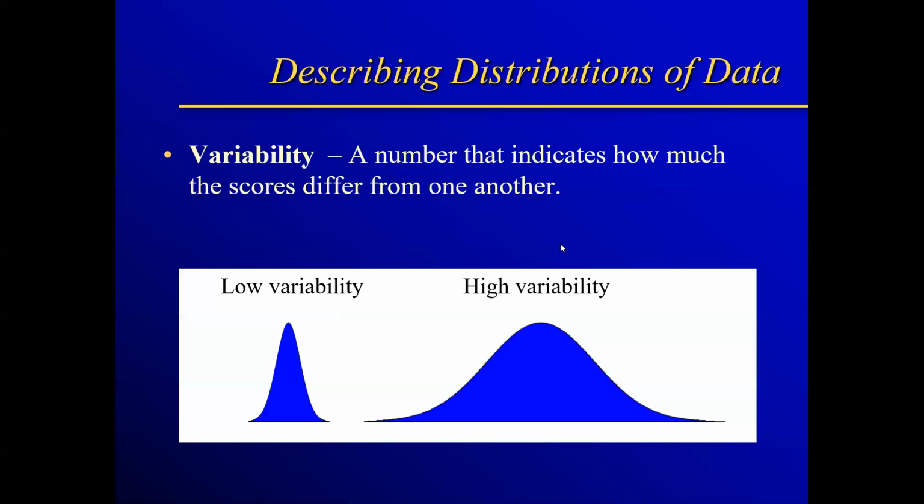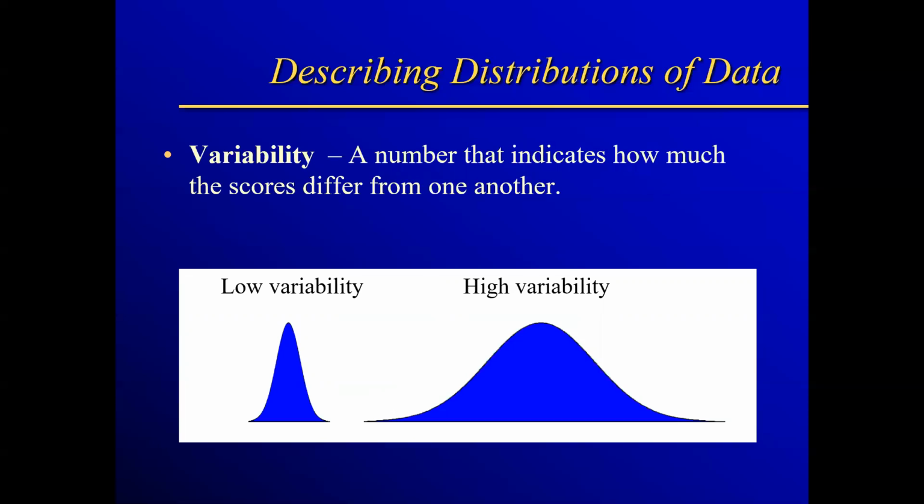Variability, so we're also going to look at variability in the second part of today's lecture. Variability is just a number that indicates how much scores differ from one another. If there's low variability, well, I'm not going to explain too much. We'll get into that later. But we could have low variability, where our data is all scrunched up around one mean.